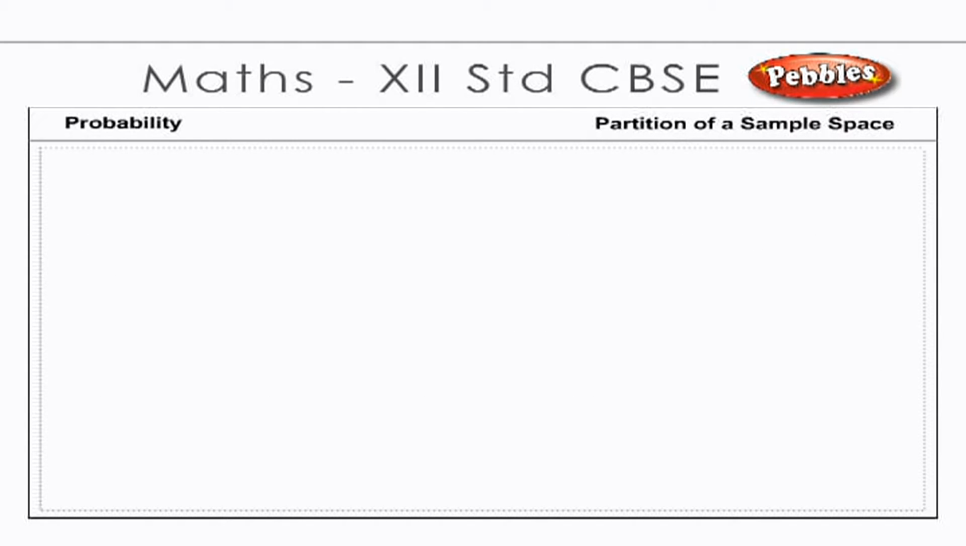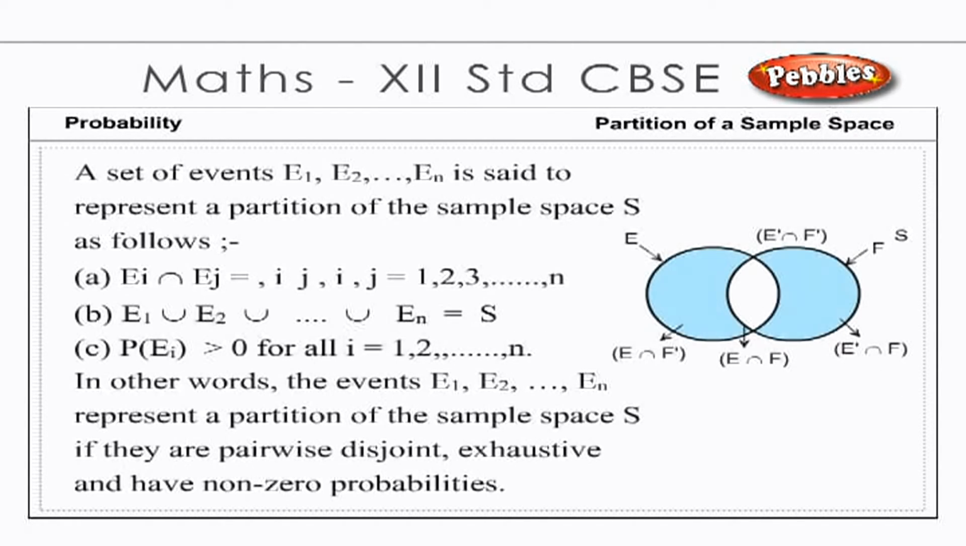Partition of a sample space. A set of events E1, E2 up to En is said to represent a partition of the sample space S. In other words, the events E1, E2 up to En represent a partition of the sample space S if they are pairwise disjoint, exhaustive, and have non-zero probabilities.